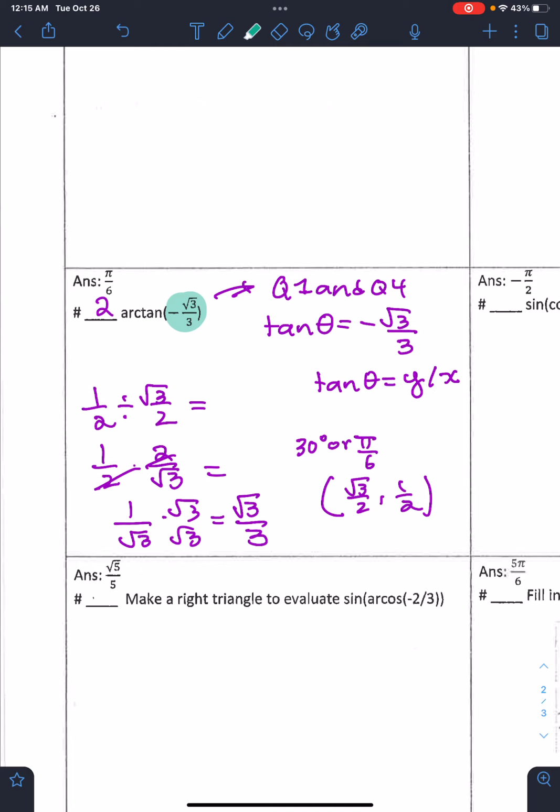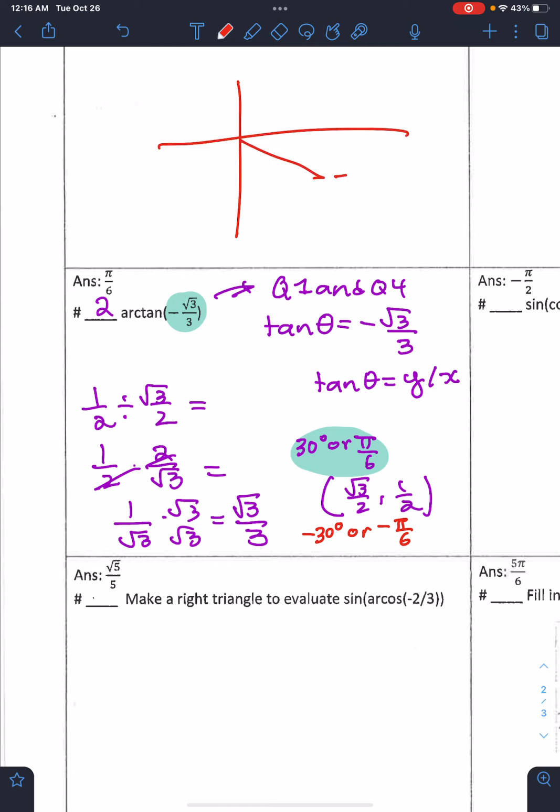So we know that our answer has to have 30 degrees as a reference. So the only issue here is because our answer is negative, it can't be 30. So all we're going to do is make the answer negative. So instead of the answer being positive 30, it's going to be negative 30 degrees, or negative pi/6, because if you're in the fourth quadrant and you're at negative pi/6, it is square root of 3/2 and negative half. So a negative divided by positive is going to give you a negative. So our answer here is negative pi/6.